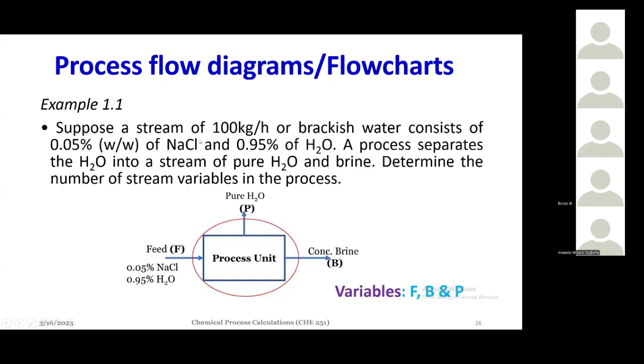of sodium chloride and 0.95% of water. A process separates the water into a stream of pure water and brine. Determine the number of stream variables in the process.